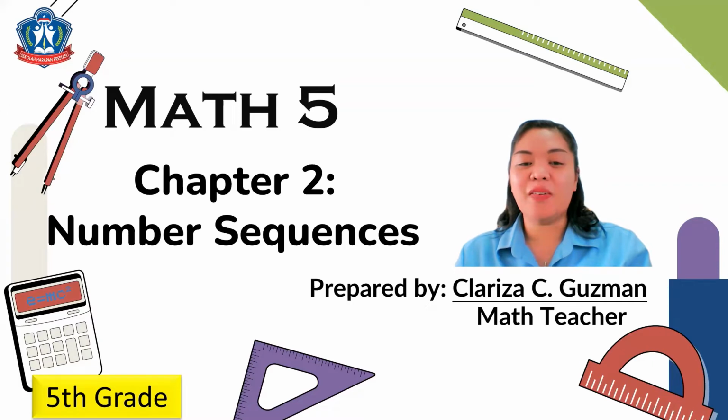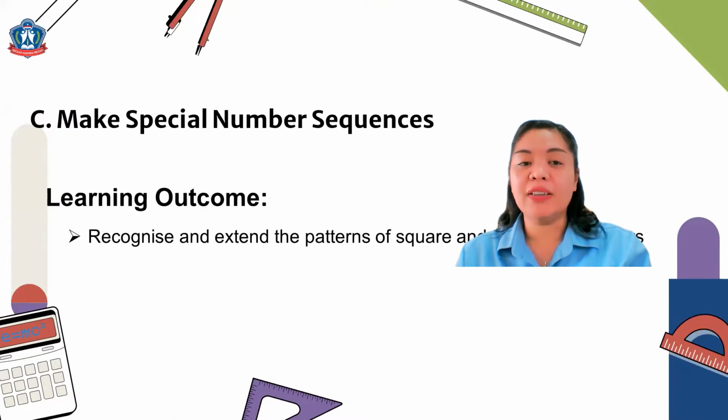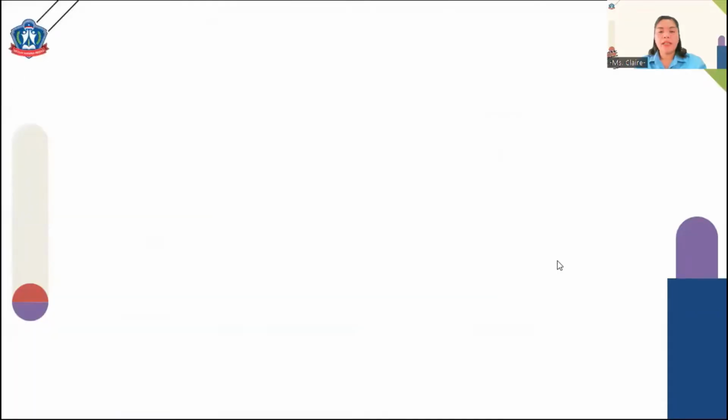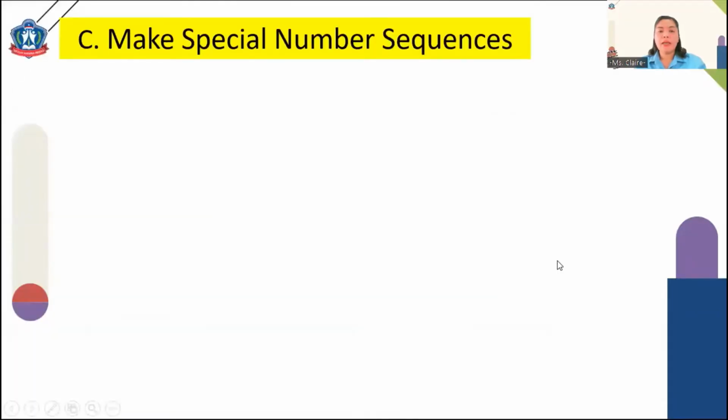Let's continue our lesson for Chapter 2, Number Sequences. In this video, you will learn Lesson C, Make Special Number Sequences. The learning outcome for this video is to recognize and extend the patterns of square and triangular numbers. Okay, P5, are you ready to learn? Come on, let's start with Lesson C, make special number sequences.